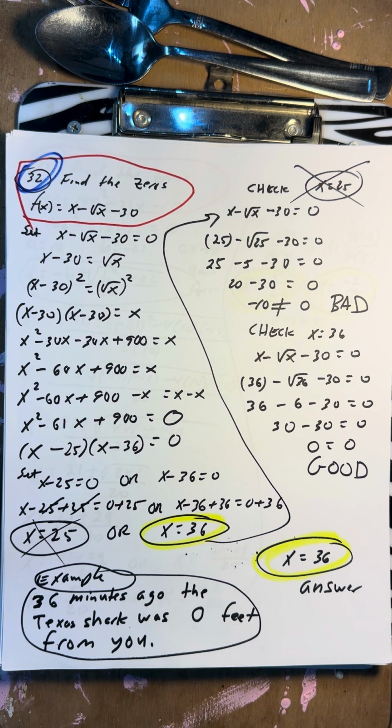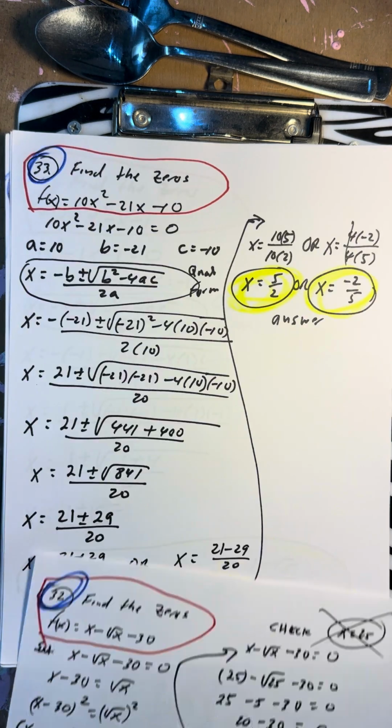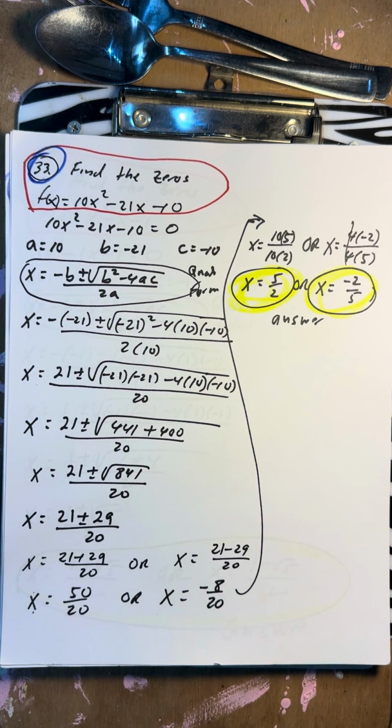So think of this as the zeros means like 36 minutes ago, the Texas shark was 0 feet from you. How's that?